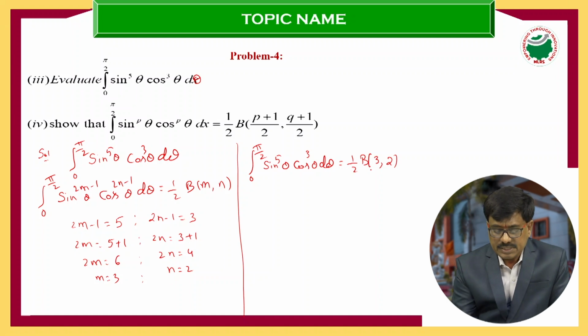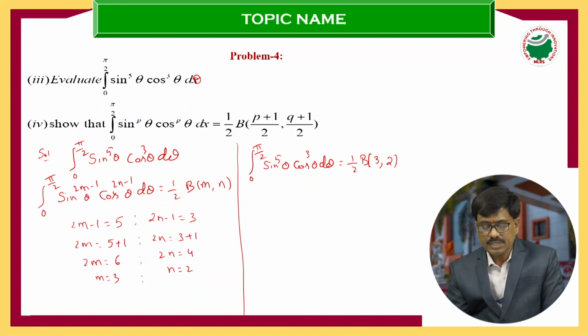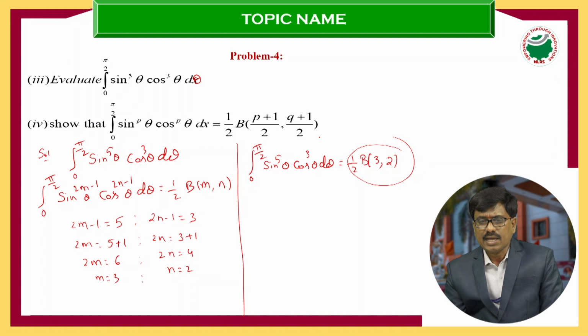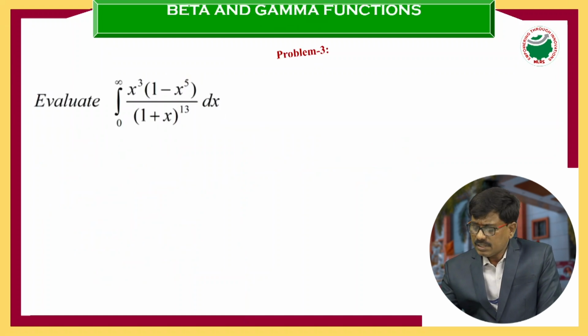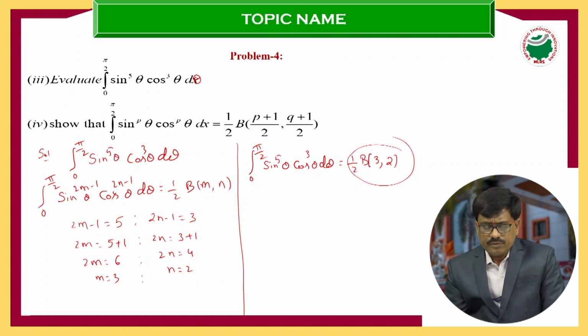Now we express the entire trigonometric function as a beta function: 1 by 2 into beta of 3 comma 2. Okay. Further, for beta of 3 comma 2, we are going to use the relation. We can calculate the beta of 3 comma 2 value. Further, we can apply this result. Further, we can apply this trigonometric function.